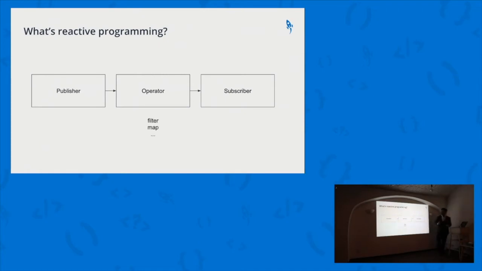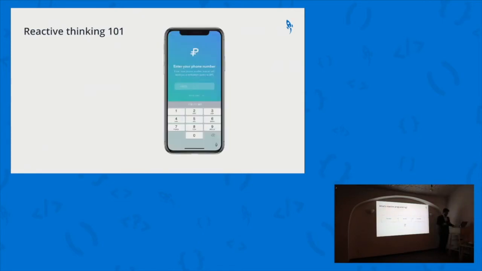So we have different operators. We can, for example, filter out different signals, different events, or we can map those events to different kinds of events. That sounds really abstract, right? So let's see how it works in real life.